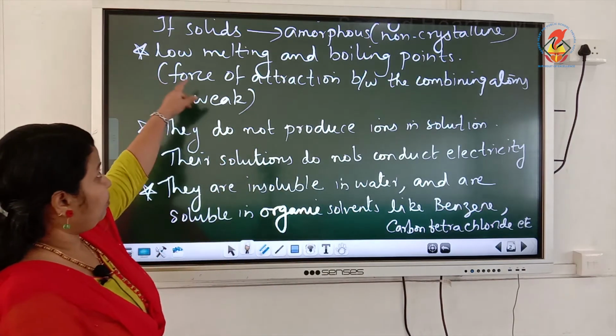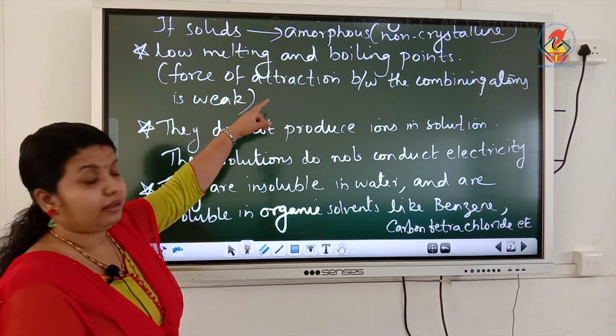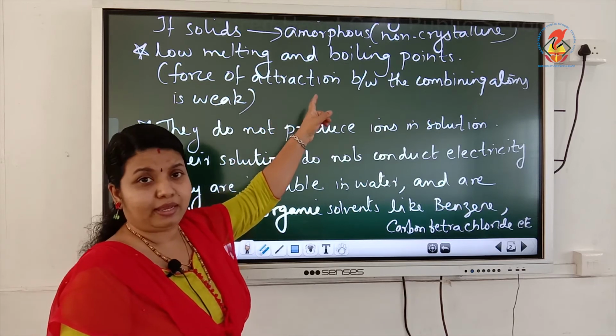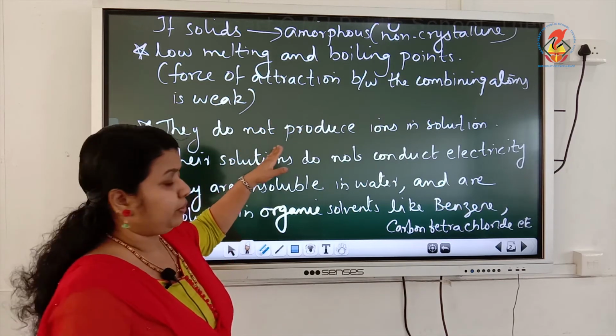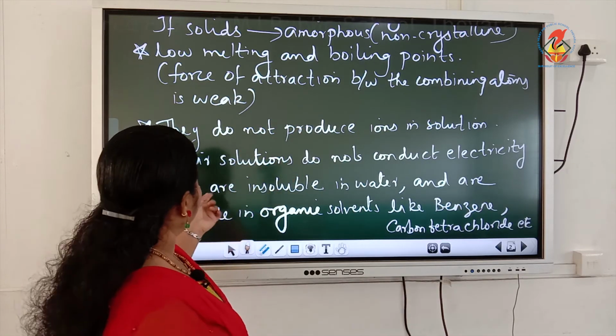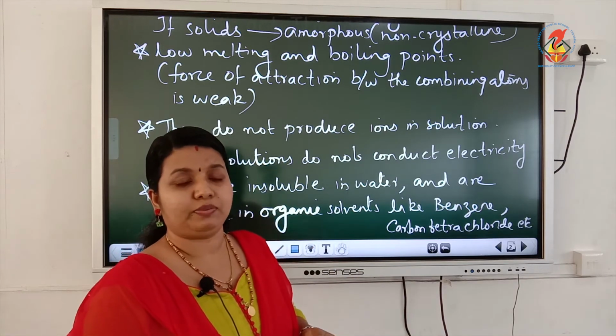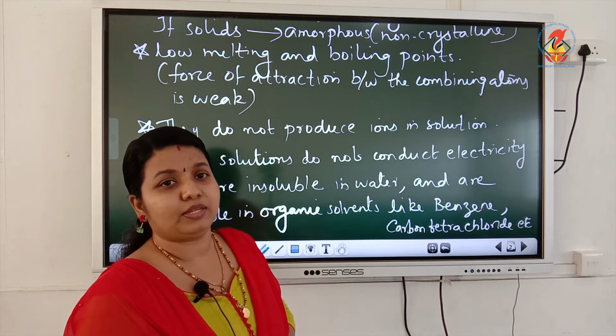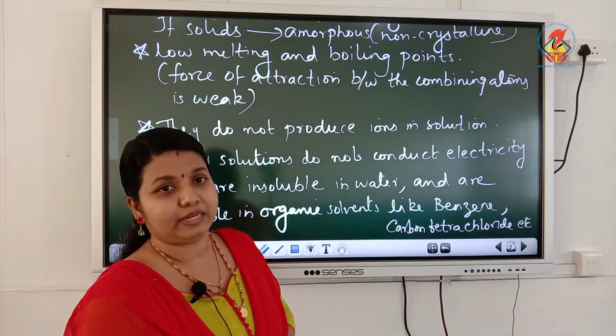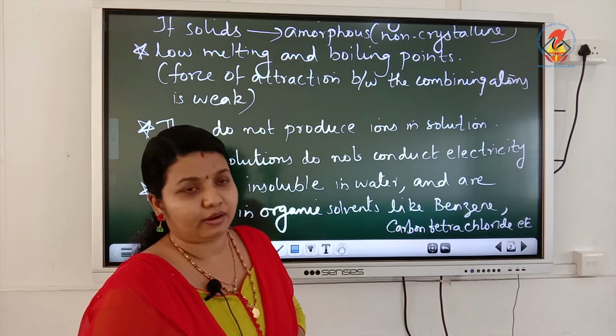Second one is they have low melting and boiling points due to the weak force of attraction between the combining atoms. They do not produce ions in solution, so their solutions do not conduct electricity. They are insoluble in water. Last one is they are insoluble in water, but they are soluble in organic solvents like benzene and carbon tetrachloride.